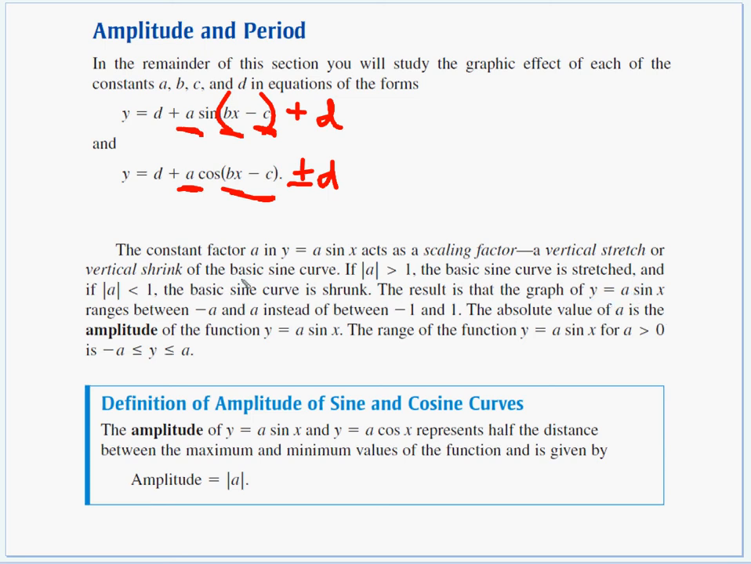The result is that the graph of a sine x ranges between positive and negative a instead of positive and negative 1. The absolute value of that number is the amplitude of the function. The range of the function for a's greater than 0 is plus or minus a, will be our output highs and lows. So the amplitude of our function, a sine x and a cos x, represents half the distance between the min and the max of the function and is given by this. The amplitude is the absolute value of that number.